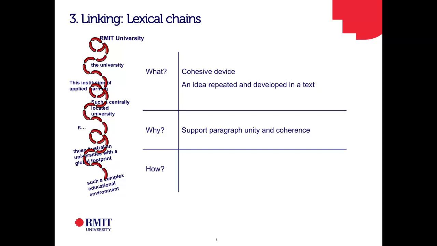Another type of linking device in the paragraph is the lexical chain, the trail of key terms that can be traced through a paragraph to emphasize topic unity. Lexical chains work in 3 ways: through repetition, through the use of synonyms, or through the use of reference pronouns, this, that, these, or such. If you look at the sausage chain on the left, you can see how RMIT University can be referenced in a lexical chain throughout a paragraph.